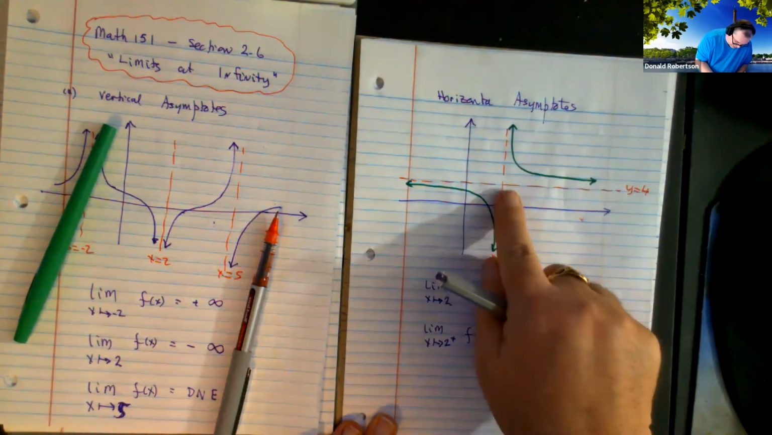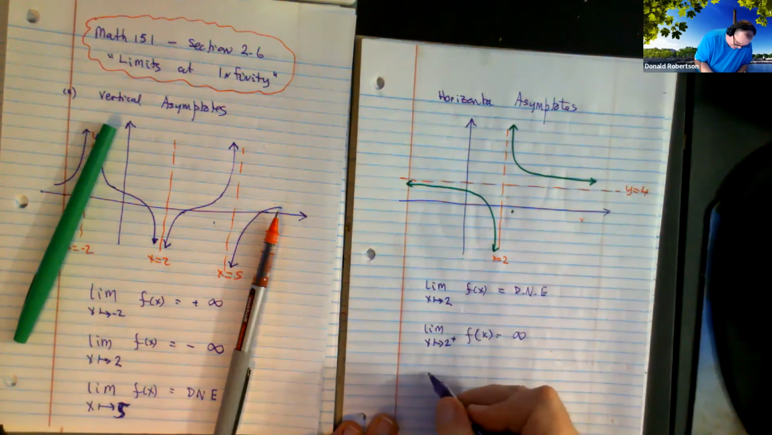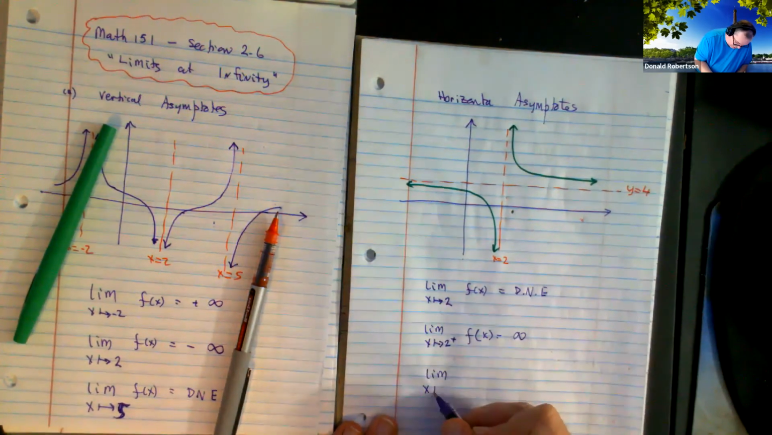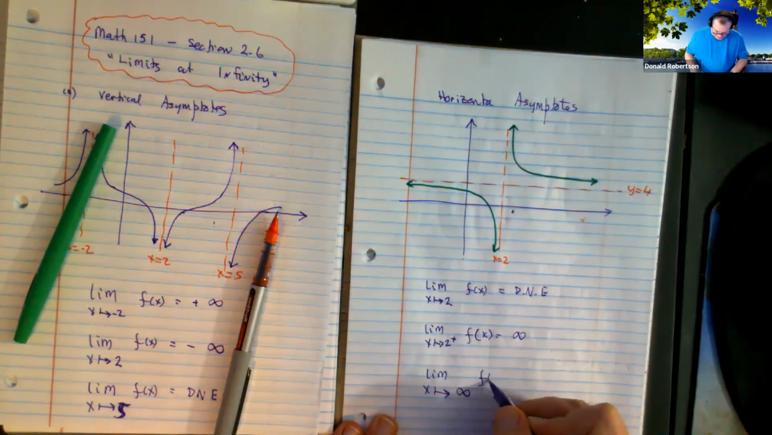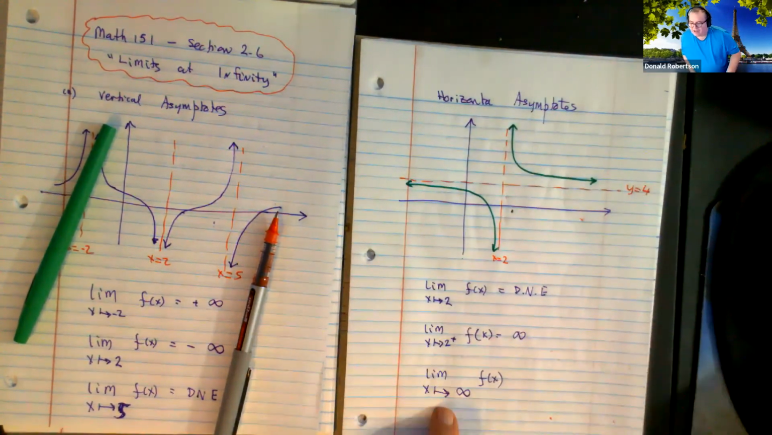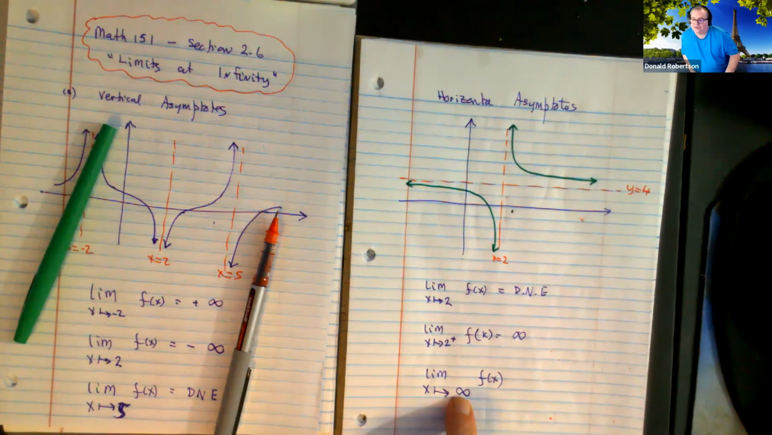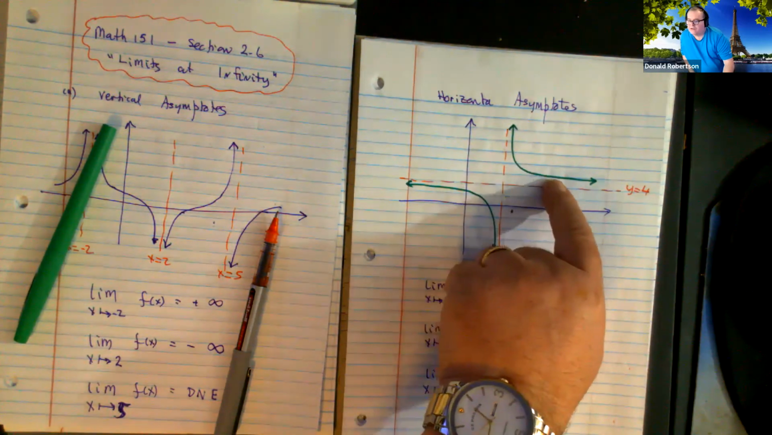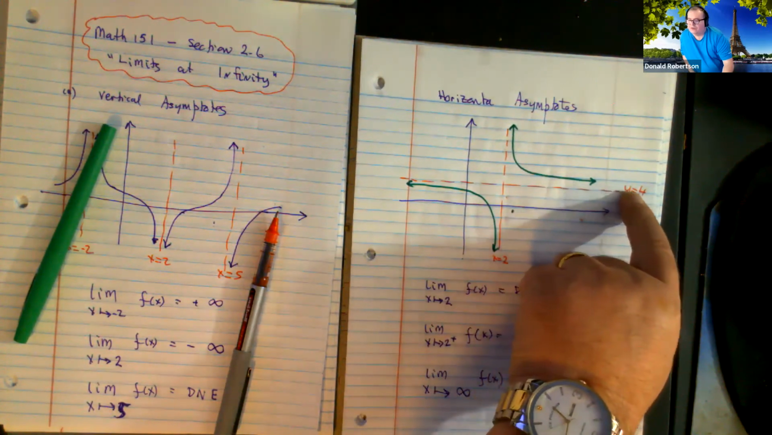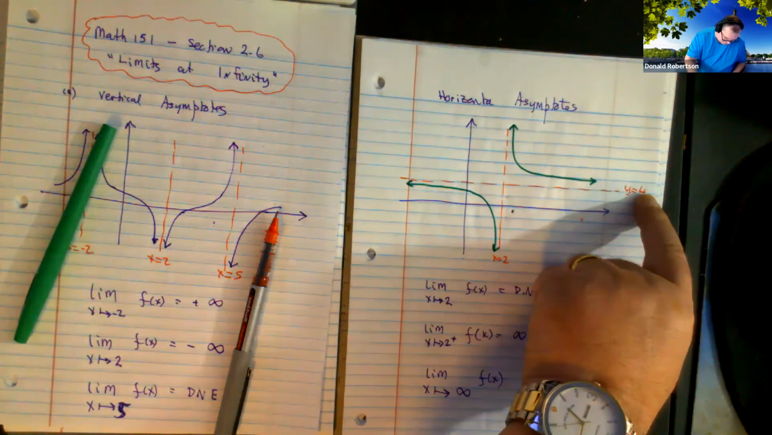Now, if I ask you to find this, the limit as x tends to infinity of this function, we are essentially saying as x gets bigger and bigger and bigger, what is the height? What's the y value that this is leveling off at? And the answer would be 4.